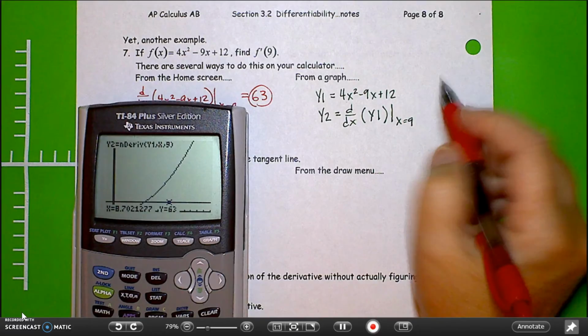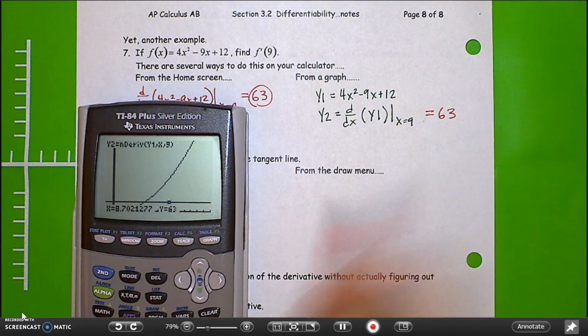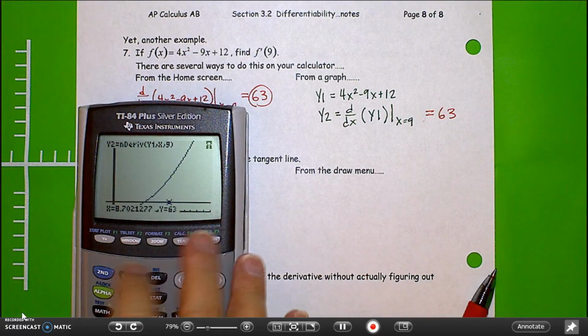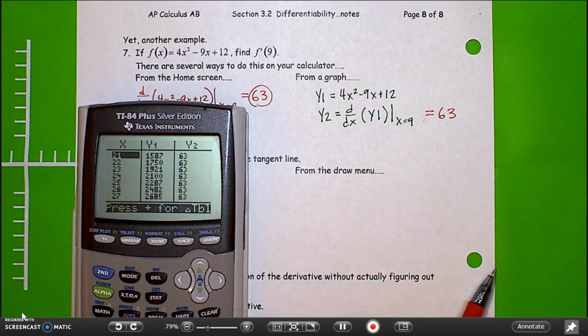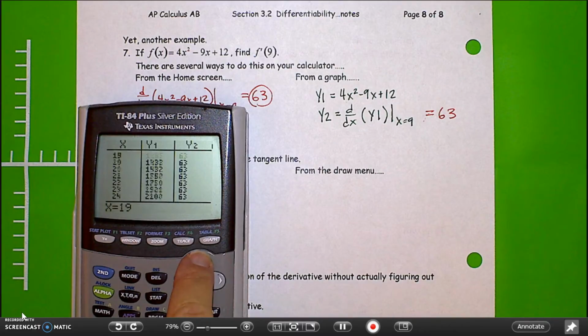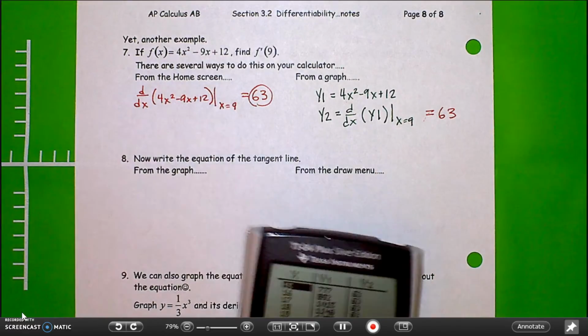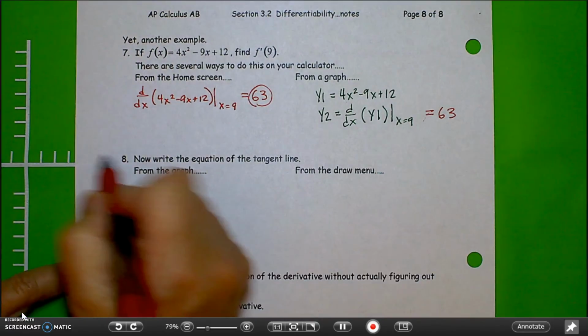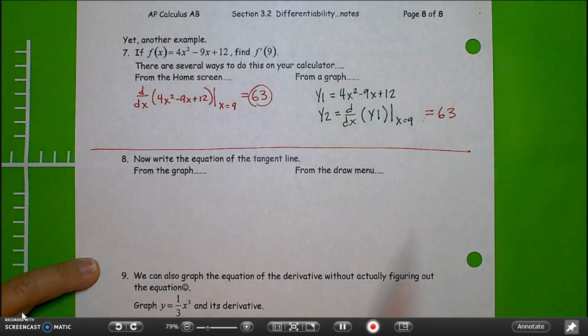And we can see also that it's equal to 63. So you could use trace to get that. I could also just go to table, and if I look at table, there's all my x values, my y values, and then you notice that y2 is always 63. Okay, so that's a couple ways to do that.